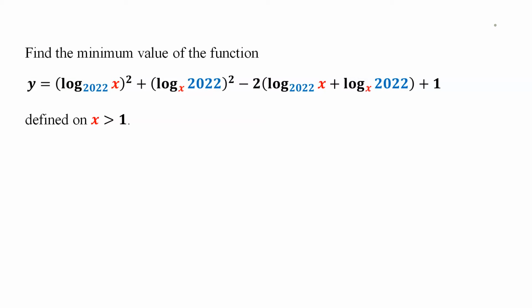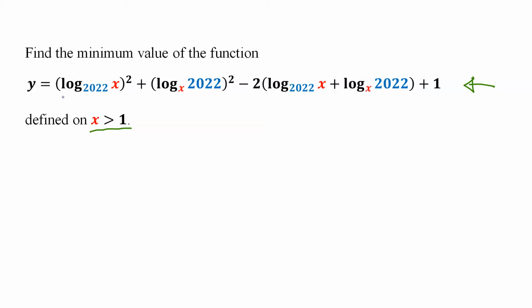Today we will take a look at a function that has logarithms in its definition. Well, actually multiple logarithms. So let us take a closer look. The problem says find the minimum value of this function defined on x greater than 1. Okay, how do we do that?